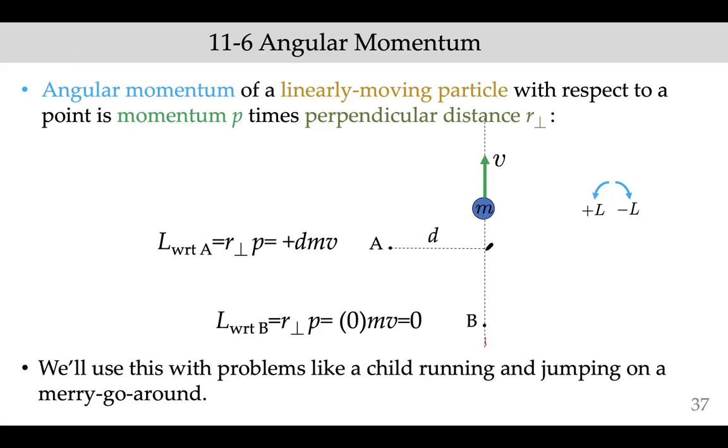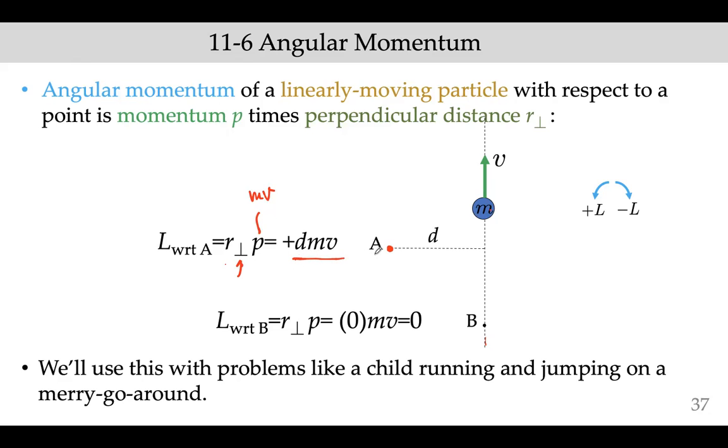So let's say, what is the angular momentum of this object that moves in this way with respect to point A? Now what we're going to do is r times p, and p is m times v. Now r perpendicular, this sign means perpendicular or 90 degrees. We have to find the distance between the point and the particle's linear trajectory, and that distance is d. It's going to be d times mv of the particle, so m times v.